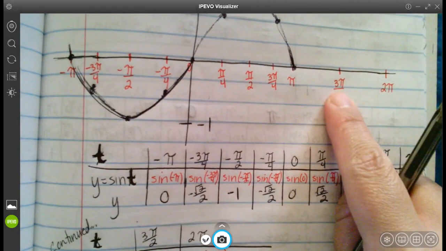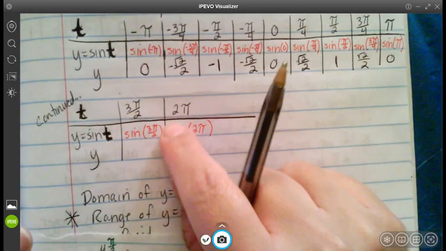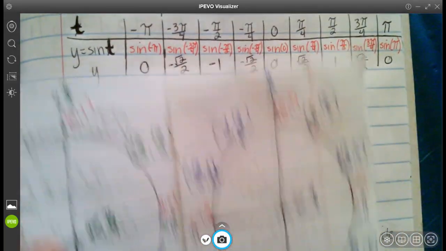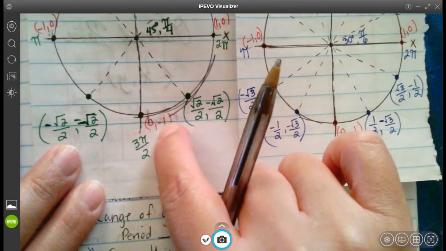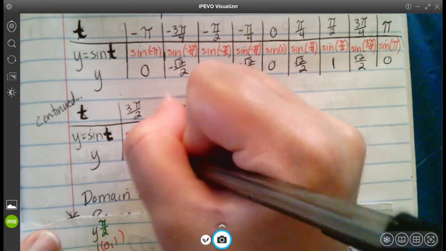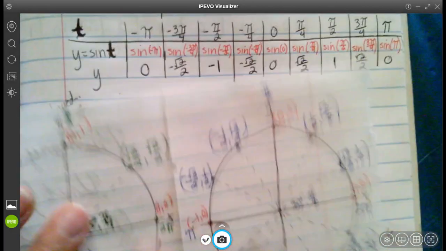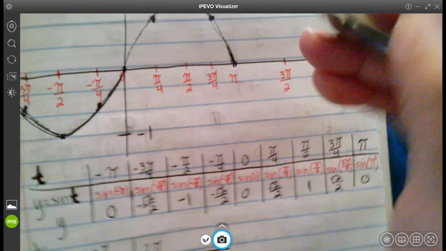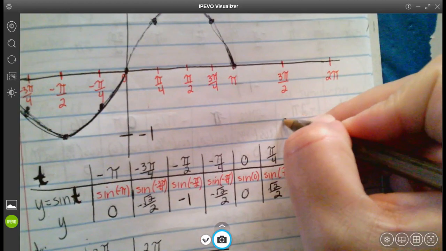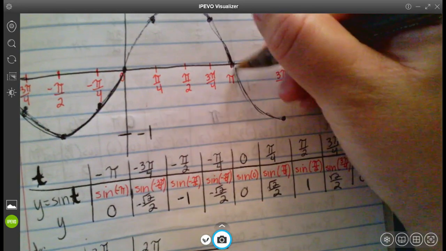Okay, and then we skipped ahead a little bit because I didn't want to do every single thing just because of the time. But the next one I have is 3 pi halves. So 3 pi halves is at the bottom, and the y value at this point is -1. Then 2 pi, which is the last one, is back right here at the end, which is just going to be 0. So my last two are -1 and 0. So 3 pi halves, -1, 2 pi, 0. So something like this.